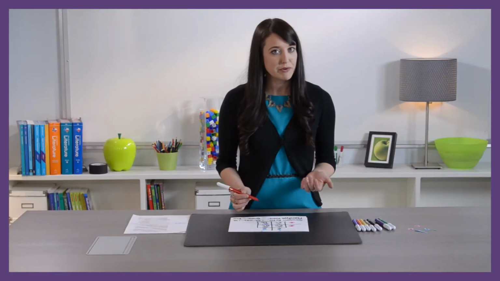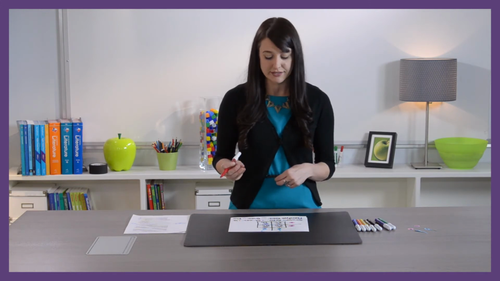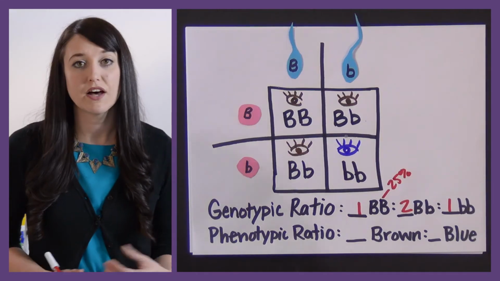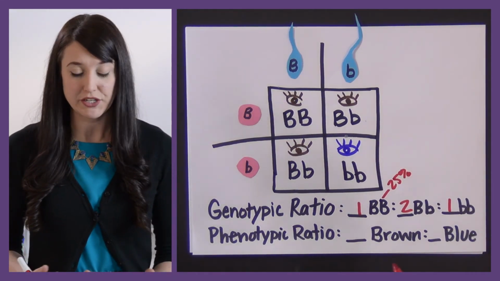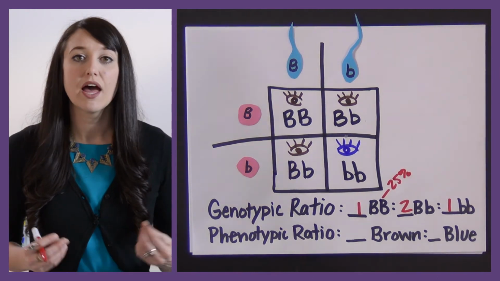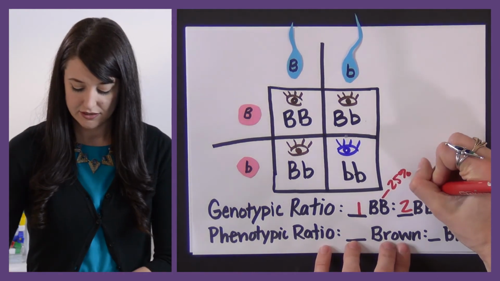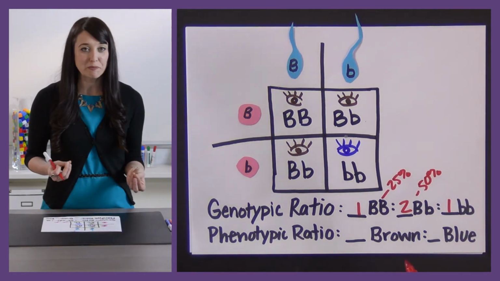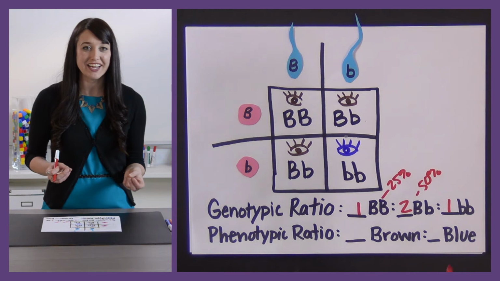The 1, remember, is 1 box, 25%. So that means that the offspring has a 25% chance of being homozygous dominant. The offspring has a 50% chance, because 25 plus 25 is 50, of being heterozygous, and a 25% probability of being homozygous recessive.